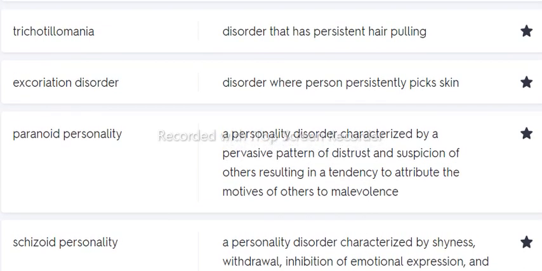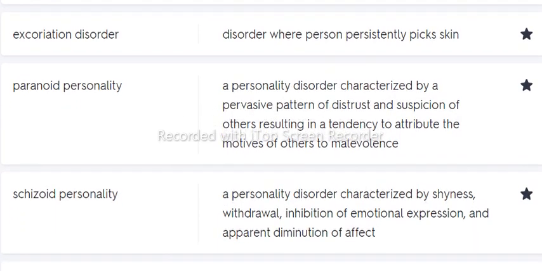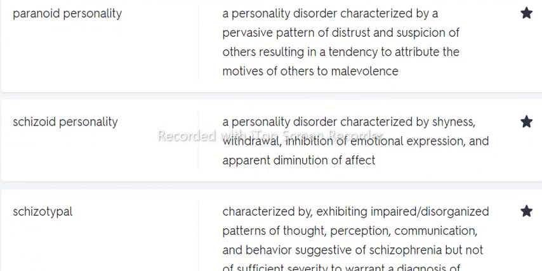Paranoid personality. A personality disorder characterized by a pervasive pattern of distrust and suspicion of others resulting in a tendency to attribute the motives of others to malevolence. Schizoid personality. A personality disorder characterized by shyness, withdrawal, inhibition of emotional expression, and apparent diminution of affect.